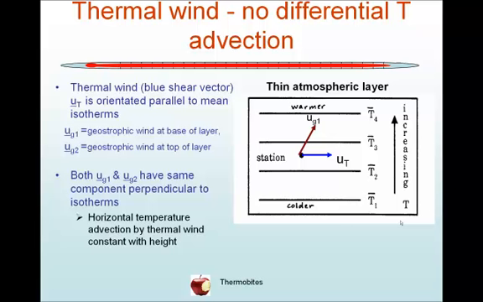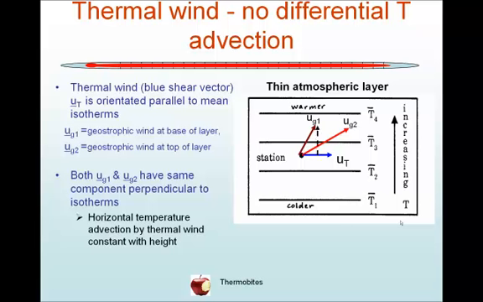Here's the geostrophic wind at the bottom of the layer, and here's the geostrophic wind at the top of the layer. And you can see that if you add the thermal wind, the geostrophic wind shear, to the low level wind Ug1, you obtain Ug2. Now let's look at the components of the geostrophic wind at the bottom and the top of the layer that run perpendicular to the mean isotherms, because that's the component that's going to perform temperature advection.